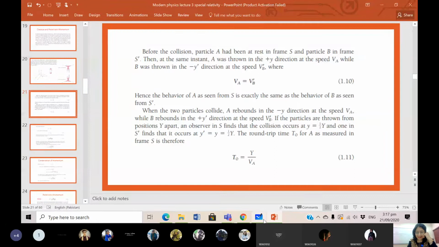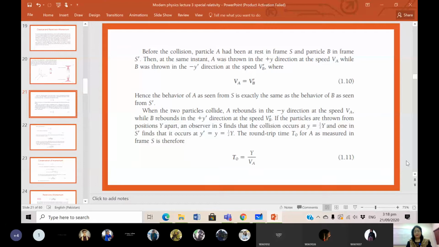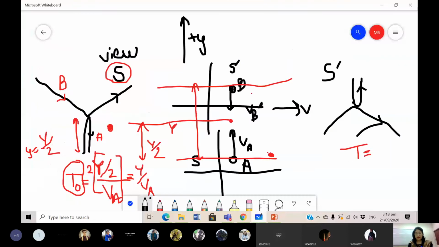I think these topics are such that you have to understand what's actually happening in the situation. Once you understand what's happening, then you'll be able to do the mathematics. So any questions? Tell me what's confusing you. You have to think about the reference frames and where the observer is relative to the particles. Does this make sense? समझ में आ रही है?